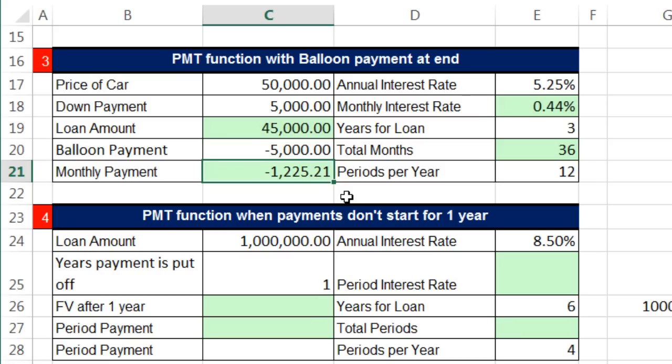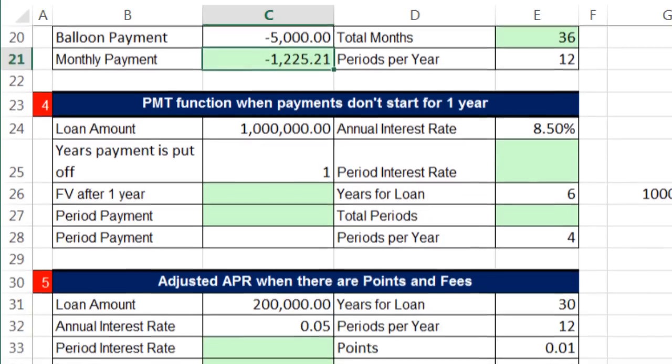Control Enter. And there's our minus $1,225.21. It's minus because each month, that's how much we're paying. Wow, that's a lot of money just for that $50,000 car. Now, let's go look at our next example.